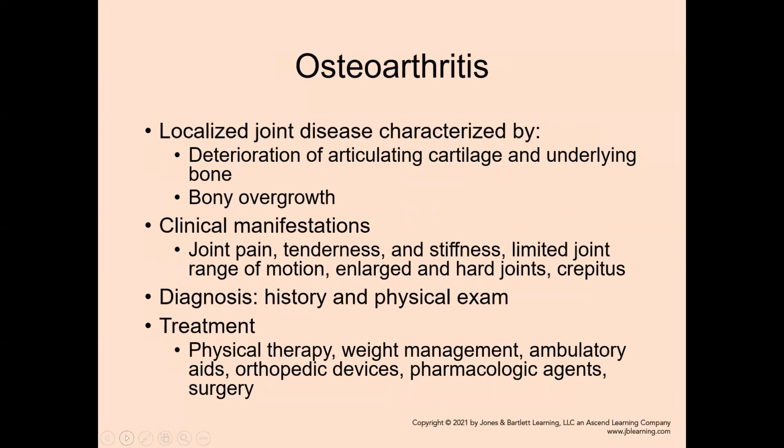Diagnosis is usually made by history and physical. You can also do x-rays or MRI. Treatment includes physical therapy, weight management, as it's common in obese people, ambulatory aids, orthopedic devices, and pharmacological agents. They may need surgical intervention as well, and this would be what we would treat for like a hip replacement or a knee replacement. These folks develop osteoarthritis that does not respond to other conservative treatments.